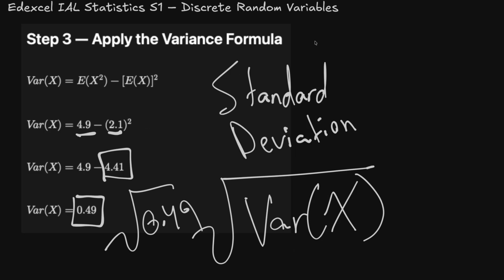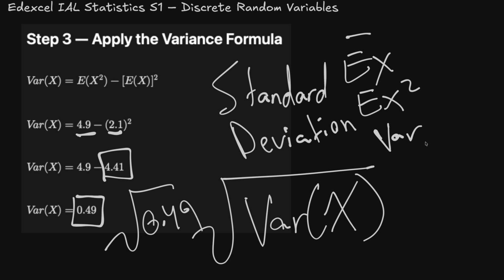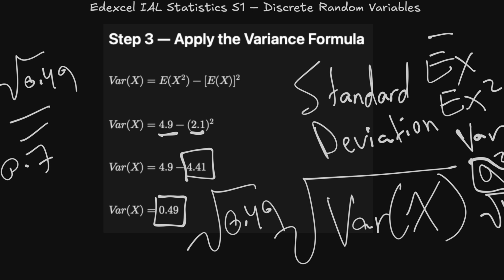In Edexcel S1 exams, variance questions almost always follow the following pattern. Firstly, they give you a table, and then you compute E of x, and then you compute E of x squared, and then apply the formula of the variance or the standard deviation. Variance is standard deviation squared, and standard deviation is basically the square root of variance. This symbol is what we use to indicate standard deviation. Once you practice this structure a few times, it becomes mechanical and very easy for you.